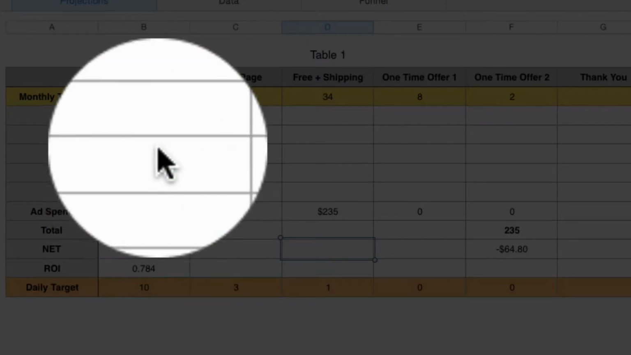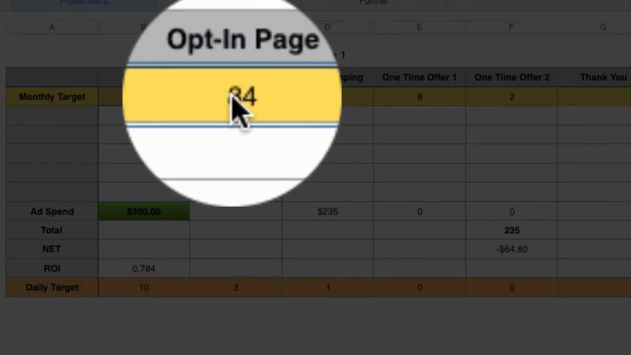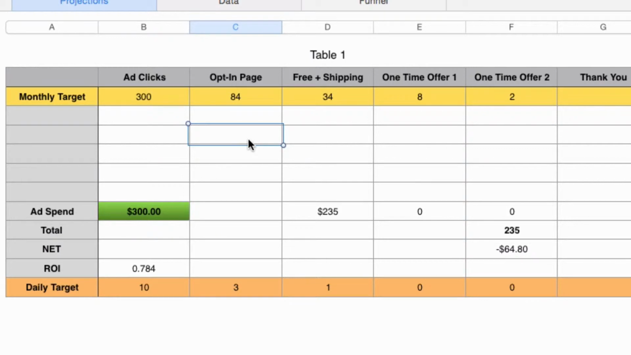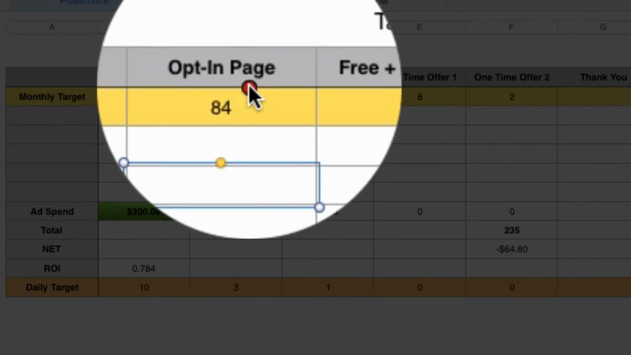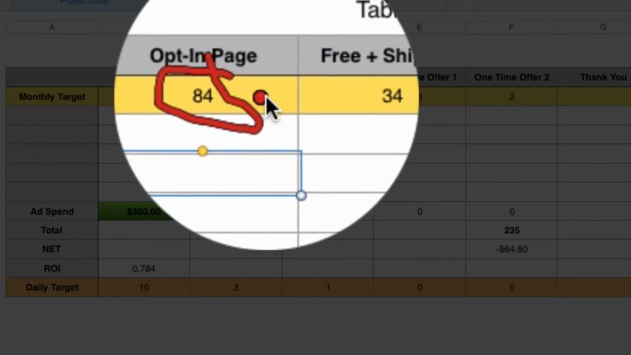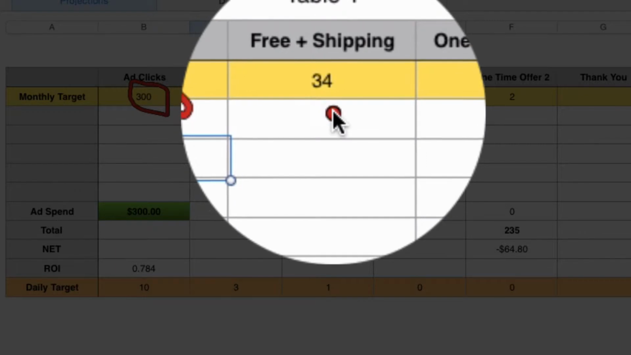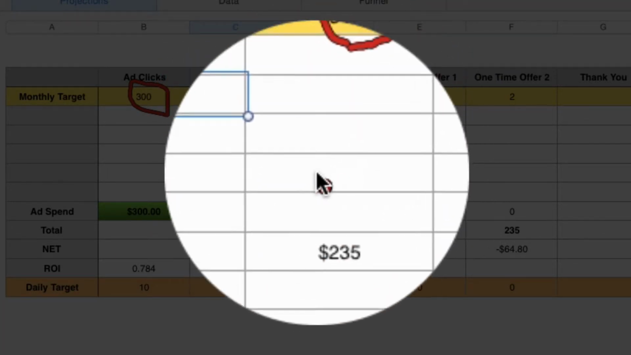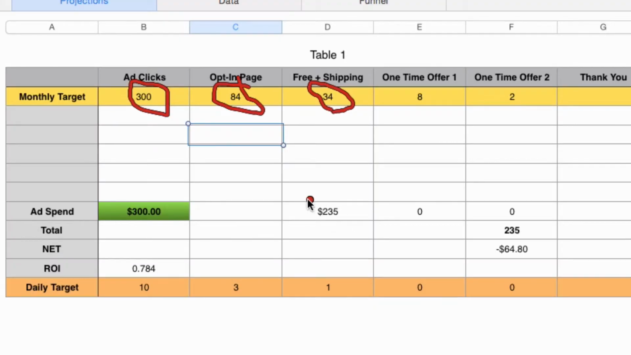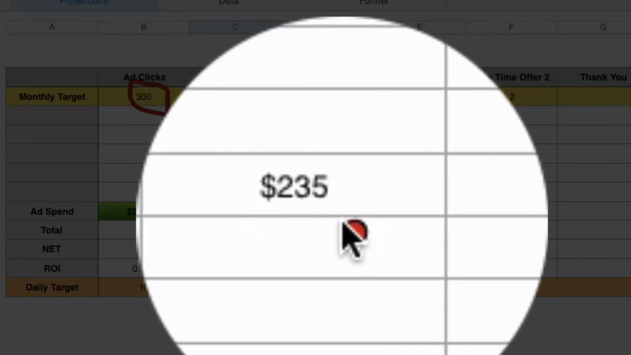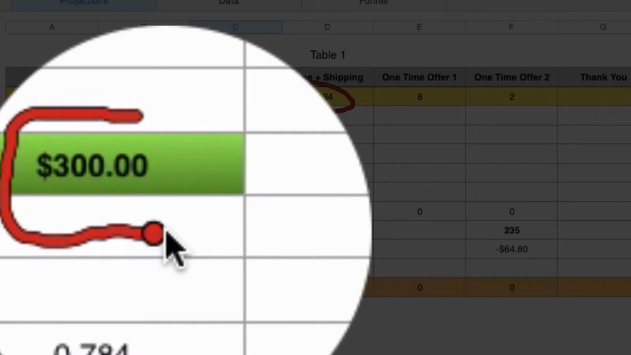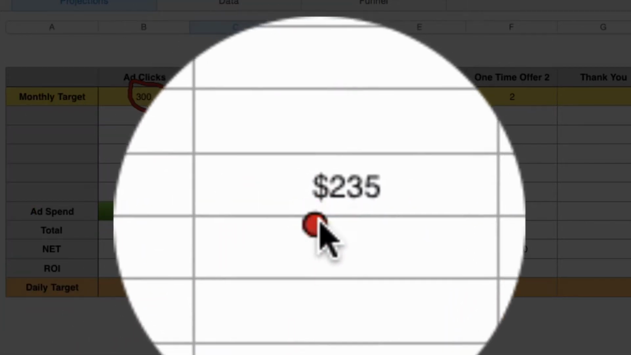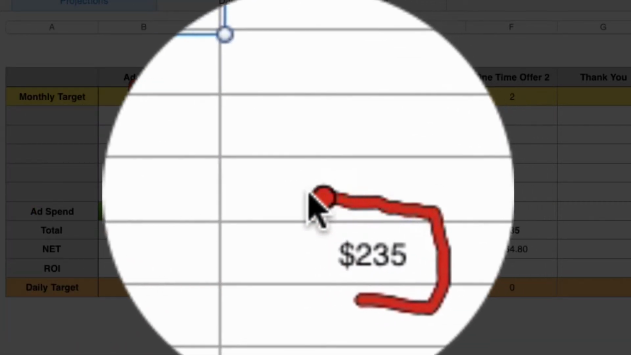If you were to spend that on ads, you would end up with 300 ad clicks. So this way you guys know where I'm looking: you would end up with 300 ad clicks. Over here, you'd end up with 84 opt-ins over the course of that month, and you'd sell 34 books. That's cool, you sold 34 books, but you only made $235. You're actually losing money. Not only are you losing money on the ad spend, but also on the fact that you have to produce the book and ship it.